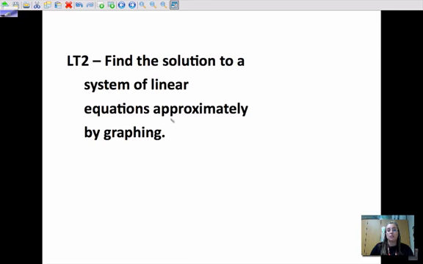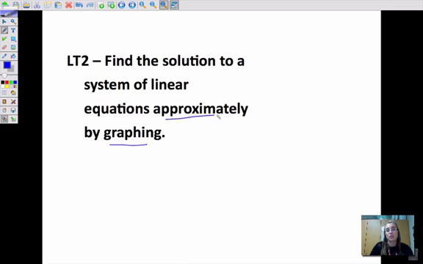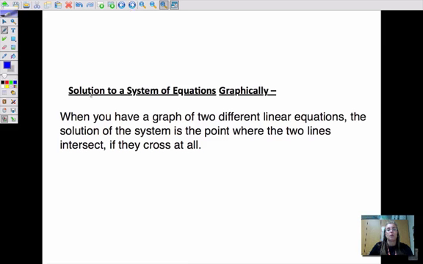The first way we're going to do it is going to give you an approximate solution. Sometimes it will be an exact answer, but most of the time when we use graphing to help us find the solution, it's just going to give us an approximation of the solution. Okay? So when you are finding the solution to a system by a graph, when you have a graph of two different linear equations, so they have to be different, the solution of the system is the point where the two lines intersect, if they cross at all. So it's where the two lines intersect if they cross at all.